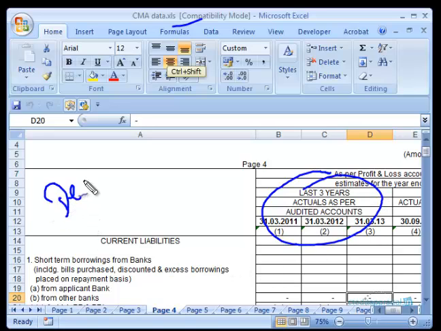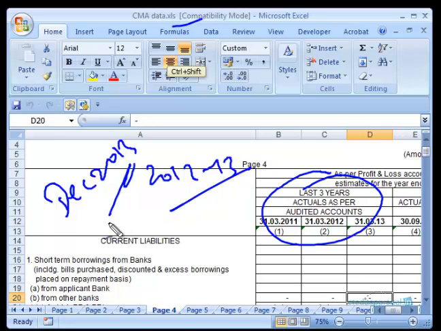Say, for example, we are in December 2013. Since 2012-13 is the last completed financial year, you have to provide financials for the last 3 years actuals. So for the years 2011, 12, 13, 3 years actuals will be presented in the CMI data.